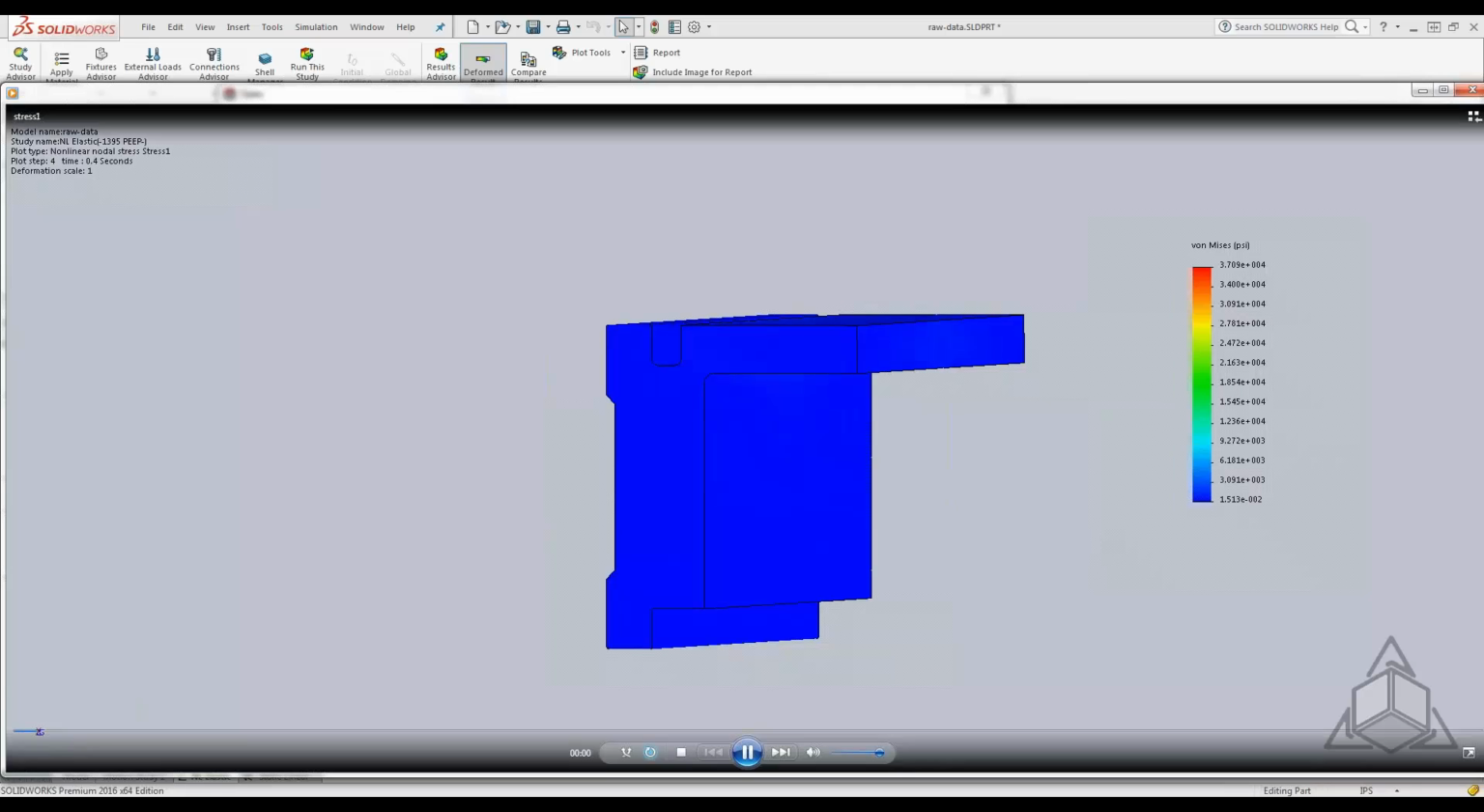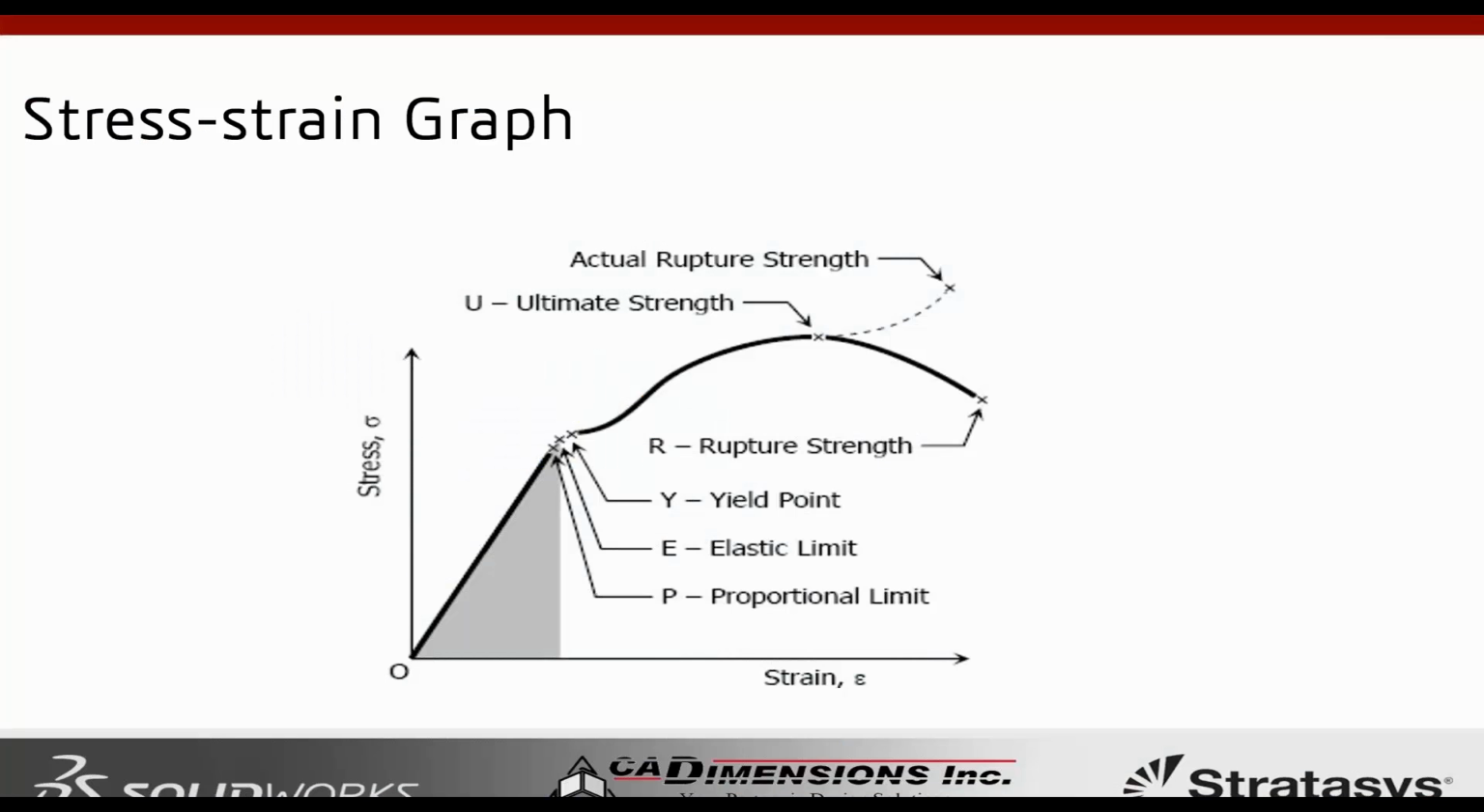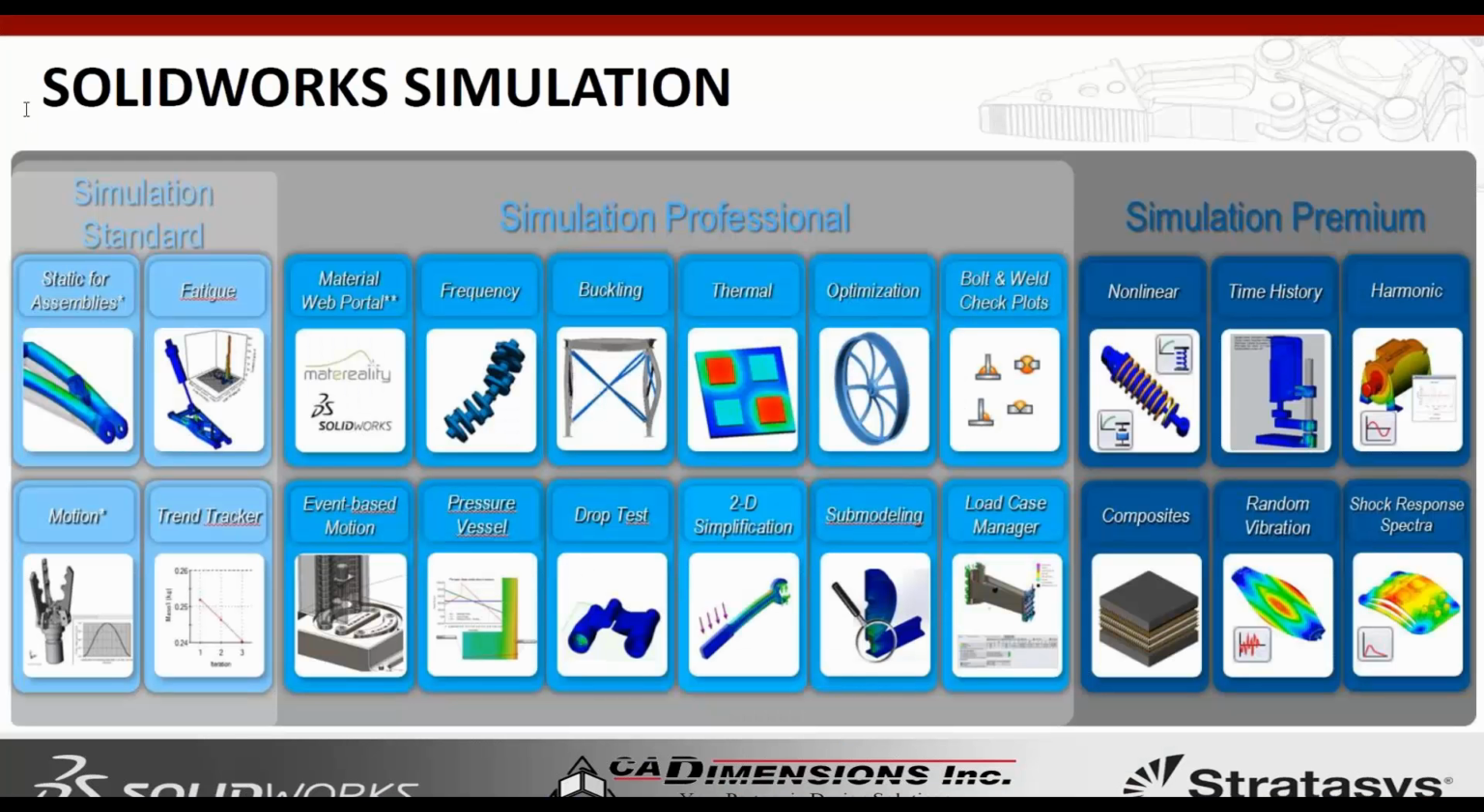All right, so that's really all I wanted to cover today for this webinar. I wanted to keep it within the 40-minute range. Any final questions before we wrap this up? I just wanted to again show you this screen right here. What we looked at today was running a static analysis versus running a nonlinear analysis, where you can apply nonlinear material properties, and also having access to the material web portal will be a part of Simulation Professional and Simulation Premium.